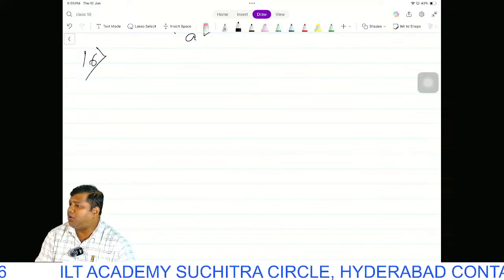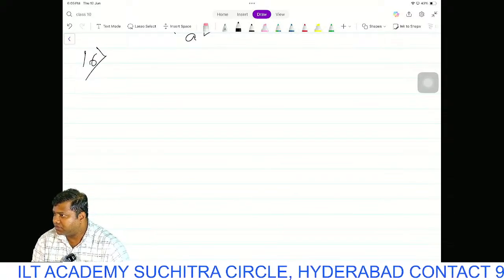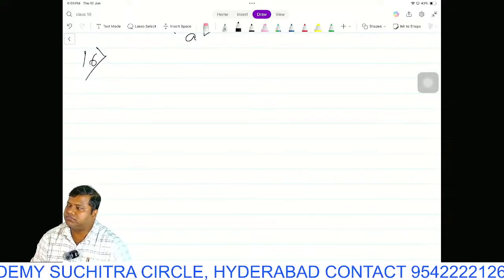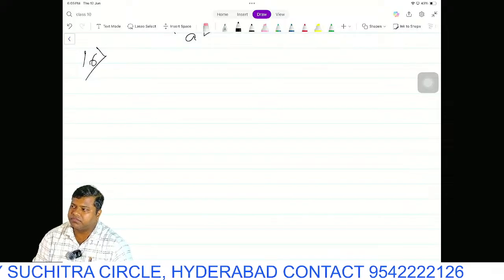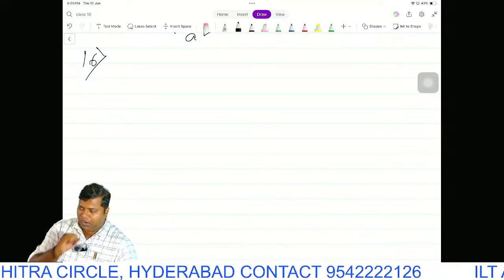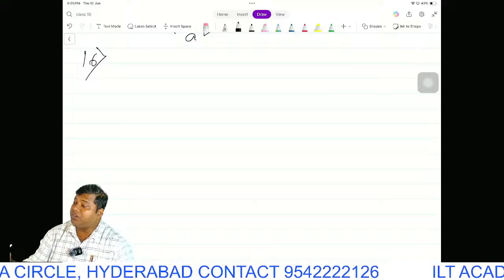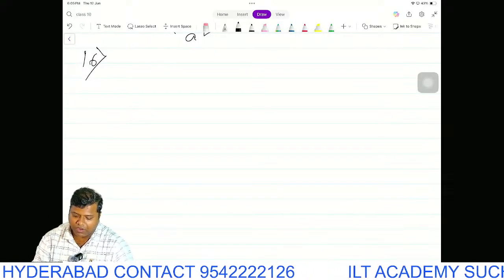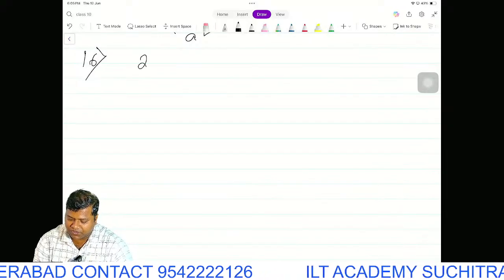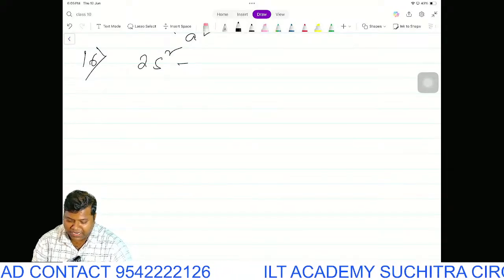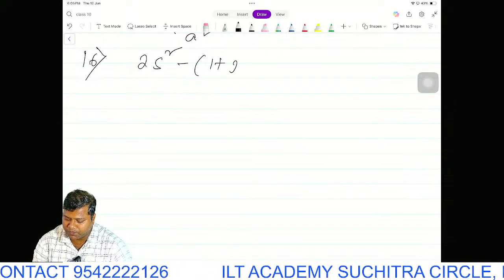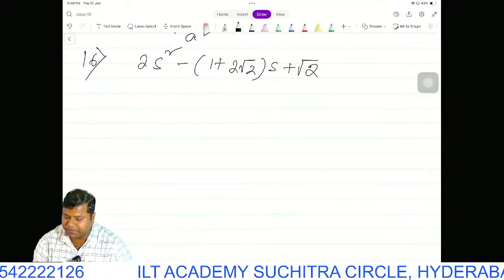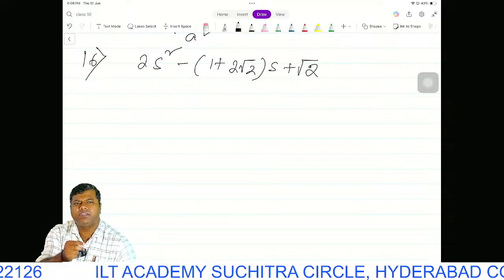Now 16 is a competency based question where without even factoring I can find the zeros. Question 16. Without even factoring we can find the zeros. See how. 2s square minus 1 plus 2 root 2 times s plus root 2, right?